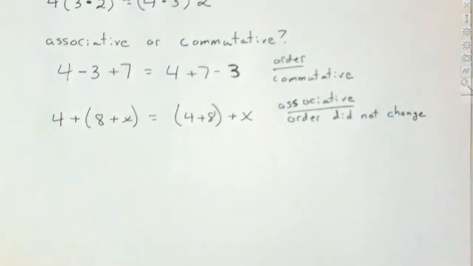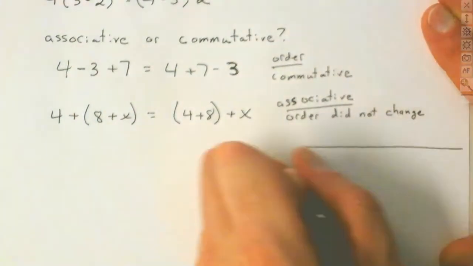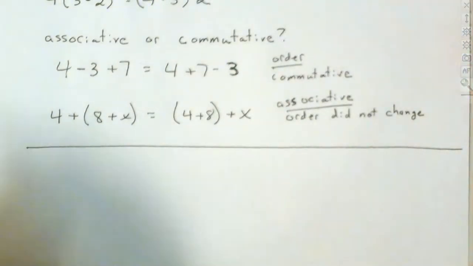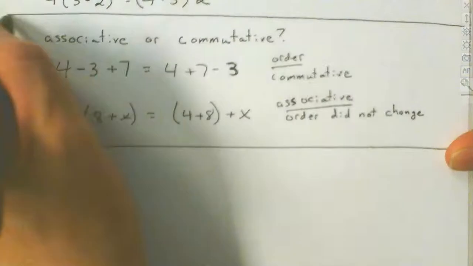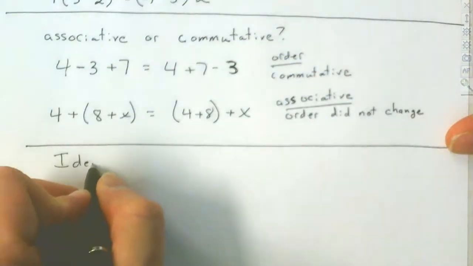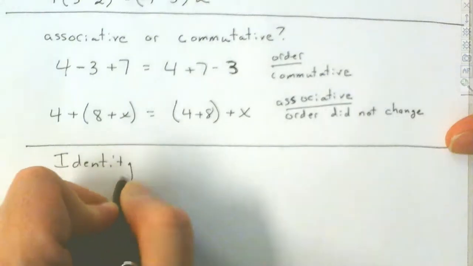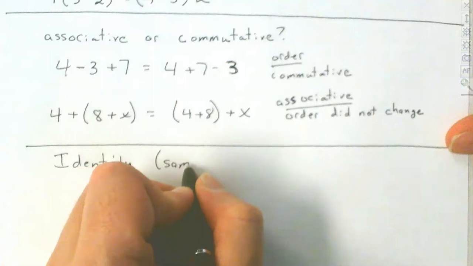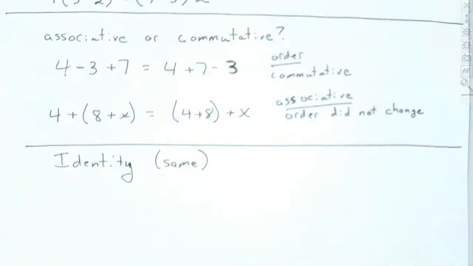The next one is the identity. So we talked about the associative property. We've talked about the commutative property. Now we're going to talk about the identity. And the way I remember is the identity is the same. When I think of identical twins, what do we know about identical twins? They're the same.